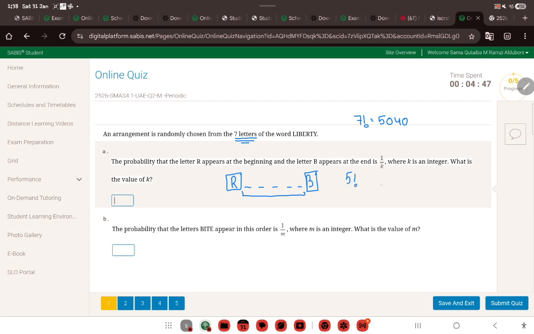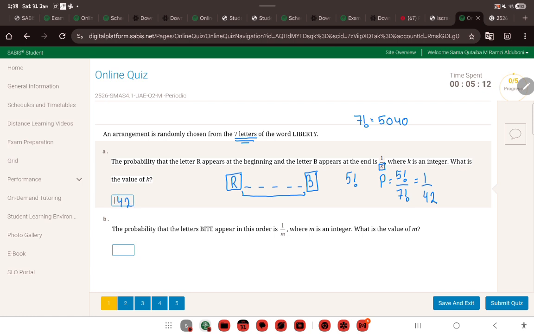And to get the probability, we do the arrangements that R appears at the beginning and B appears at the end divided by the total arrangements. So we do 5 factorial divided by 7 factorial. We get 1 over 42. And they want the value of k, so we just simply put 42.